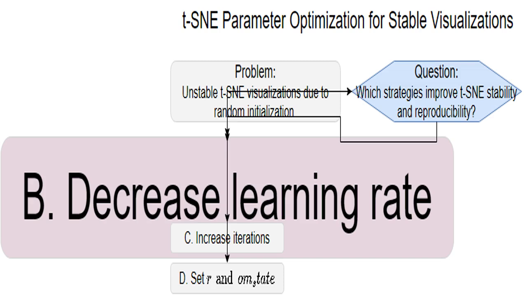A lower learning rate makes the algorithm take smaller, more cautious steps in the valley. This can lead to a more stable result, but it's not a direct fix for the initial random starting point issue. It's like walking very slowly down a hill. You're more likely to avoid a bad path, but it will take a lot longer.